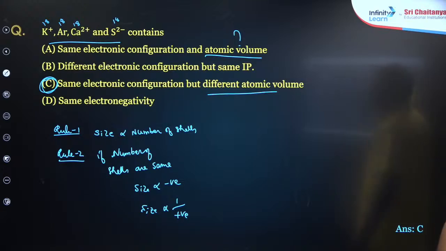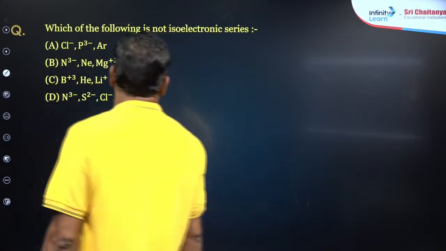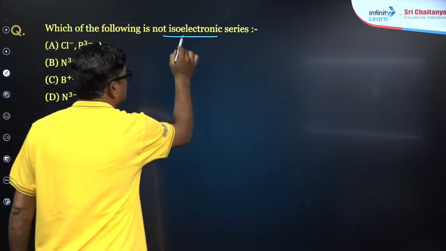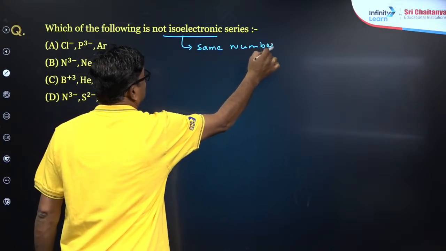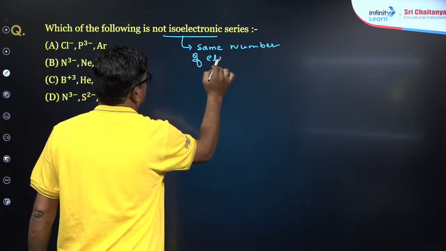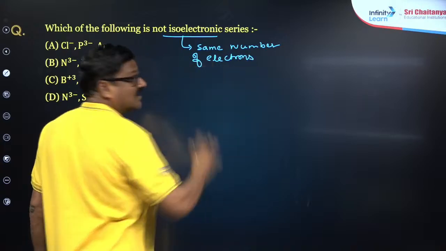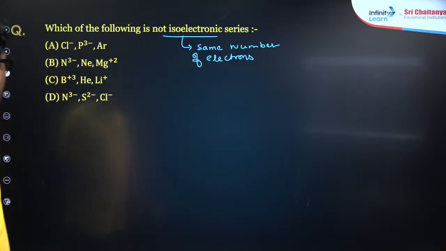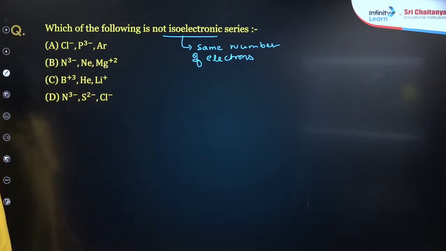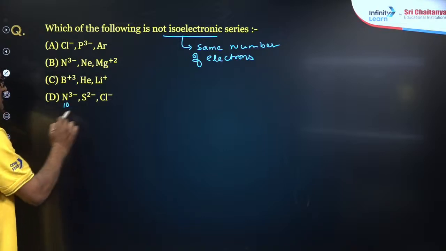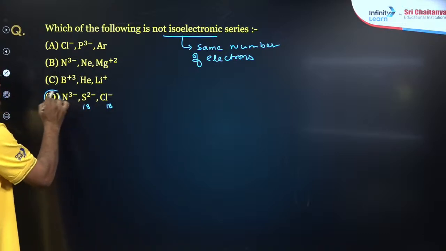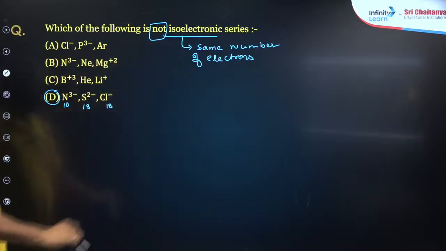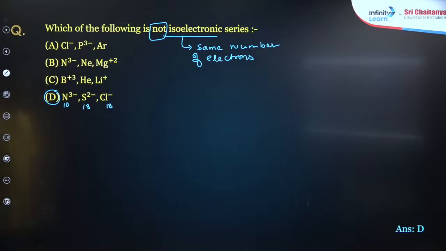Okay बच्चों, आगे बढ़ते हैं. Next question. Which of the following is not isoelectronic species? Isoelectronic species मतलब same number of electrons. So you have to check the same number of electrons where it is present. So you can see N3 minus में आपका 10 इलेक्ट्रॉन है, S2 माइनस में आपका 18 इलेक्ट्रॉन है. It is not isoelectronic. They are not isoelectronic. My answer is going to be D.